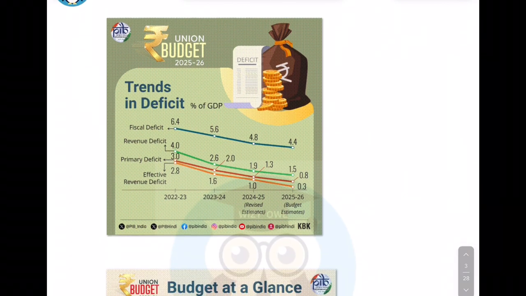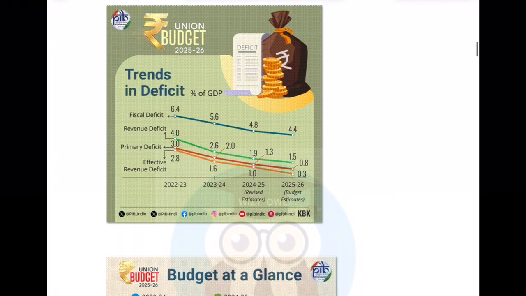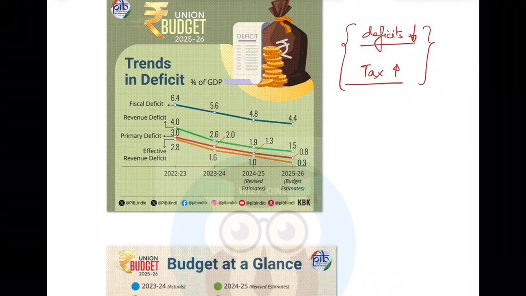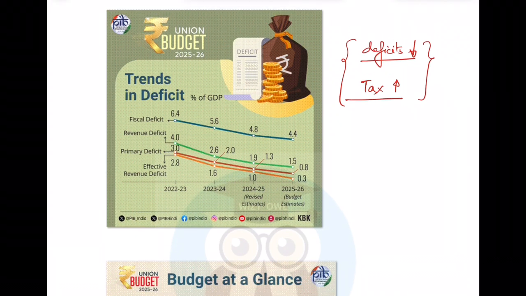This is most important. So for a robust economy, what should we do? There should be a decrease in deficits and an increase in tax collection so that the growth process can become sustainable. So this is the general trend. What should happen?